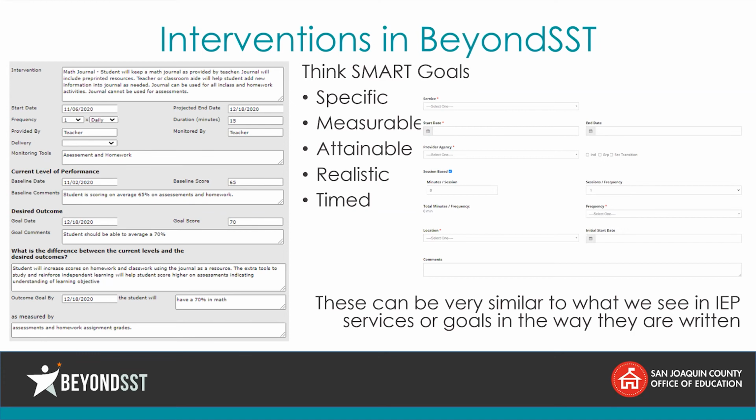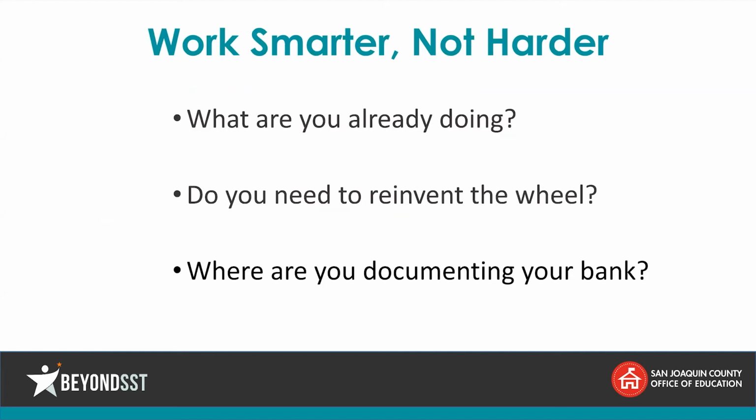And when I look at the interventions in BeyondSST itself, I think, wow, those look a lot like a service in special education. It has a start date and an end date and a provider and the minutes and the sessions and the frequency. And that's great because this is a tier 3 intervention, just like an IEP is a tier 3 intervention. So when we're looking at that, that's the first thing we have to make sure we understand: our interventions need to be very specific.